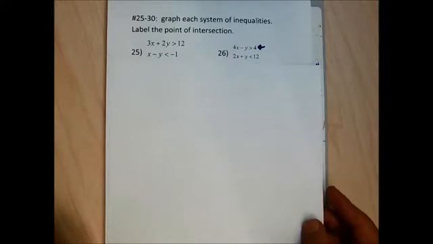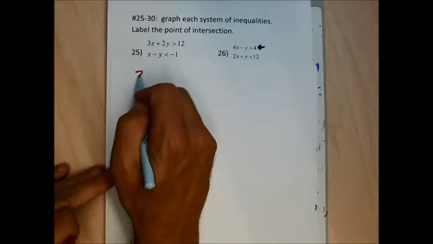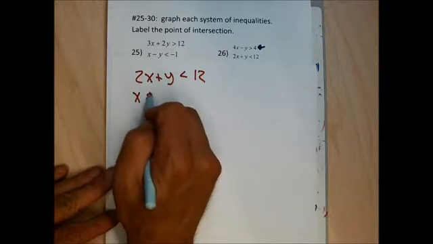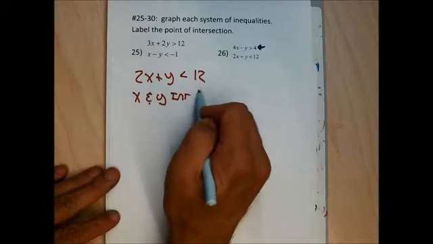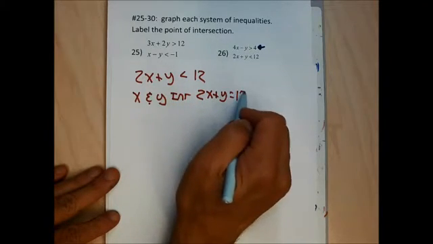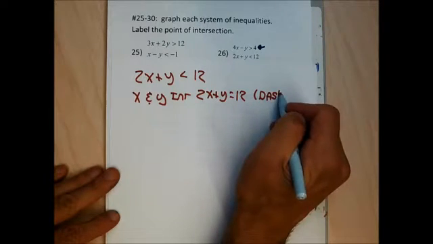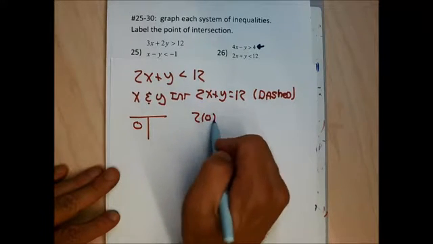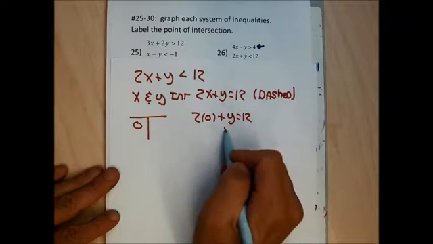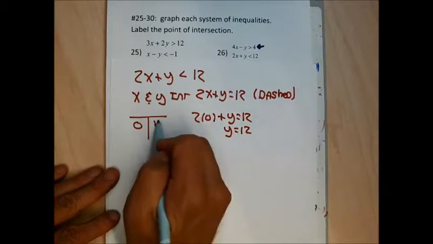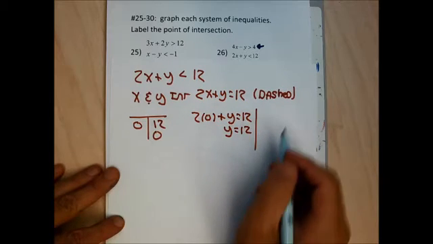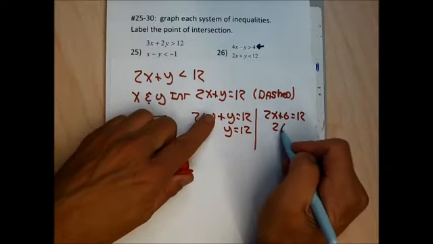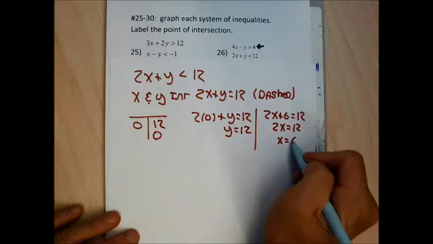I'm going to move on to the bottom one, the 2x plus y is less than 12. I'm going to find the x and the y-intercept of 2x plus y equal to 12 and connect them with a dashed line because I don't have the or equal to. So I'm going to plug 0 in for x and get 2 times 0 plus y equal to 12. That will simplify to y equal to 12. Then I'm going to plug 0 in for y and get 2x plus 0 equals 12. That will give me 2x equal to 12. When I divide by 2, I'll get x equal to 6.